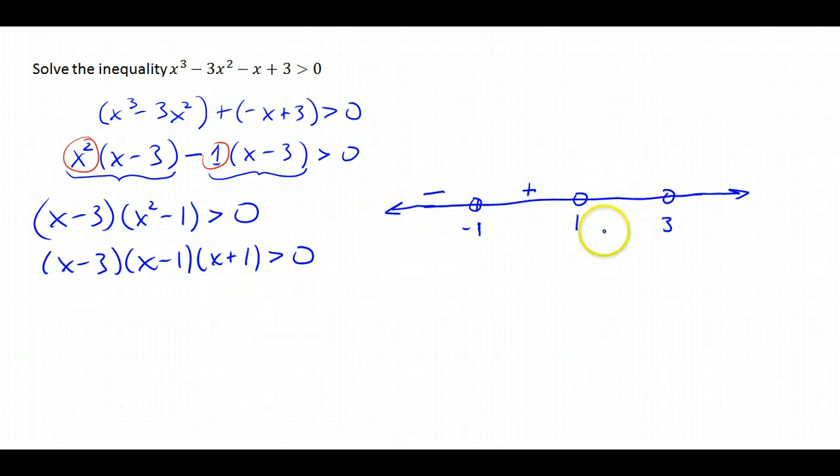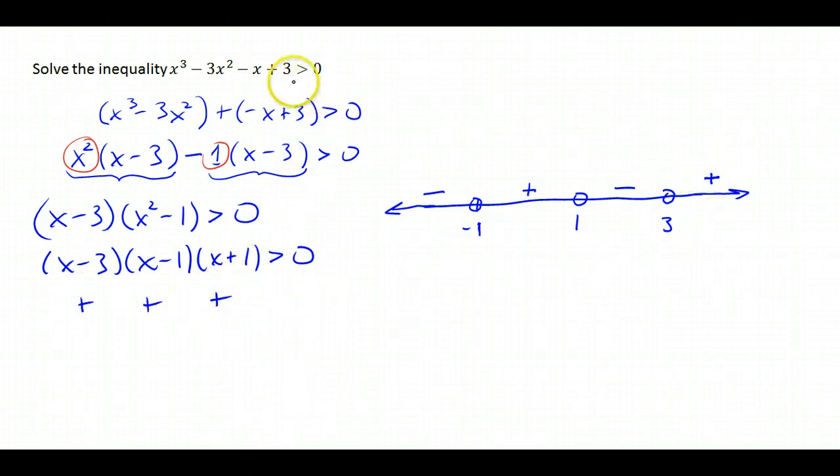Pick a point between 1 and 3. Say 2. 2 minus 3 is negative. 2 minus 1 is positive. And 2 plus 1 is positive. Negative times positive makes negative. And then finally, if I pick a number greater than 3, I'll get positive, positive, positive all the way across, which of course is positive.